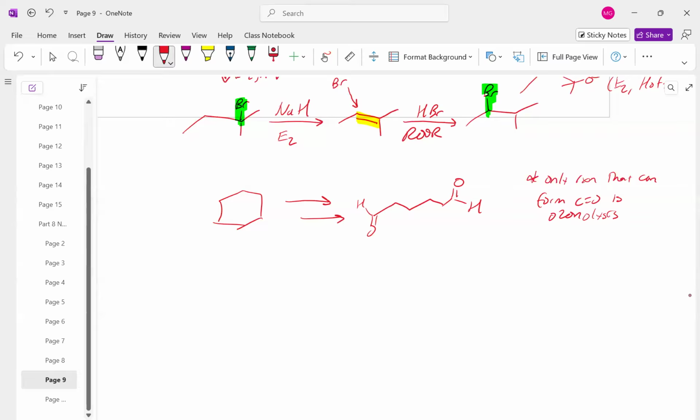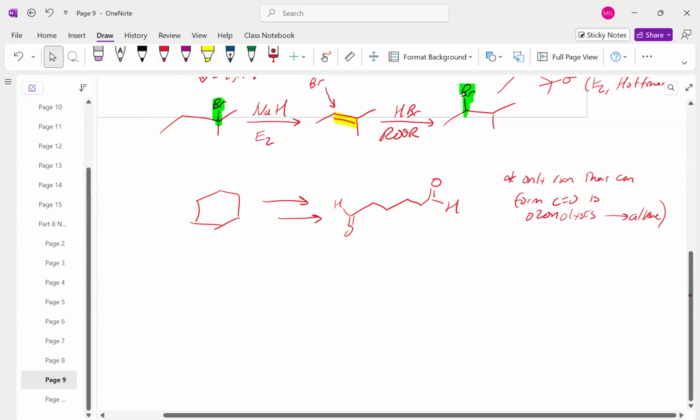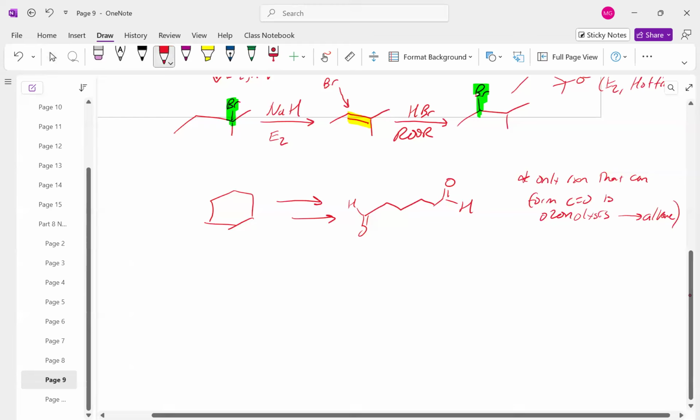That's the only one. No, we'll talk about more later, but right now we'll make it easy on ourselves. That's the only tool we have in our toolbox right now to make carbonyls. And what do we have to start with in order to do an ozonolysis? You have to start with an alkene. So if I work my way backwards, what is that alkene going to look like?